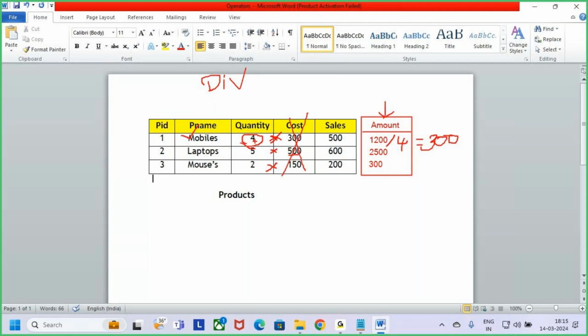Total, what is the quantity? 4. What's the amount? 1200. Now I want to find out the cost of each mobile. To find it, I'm going to divide the total amount by the quantity. When I divide this, I get the unit price. One mobile phone, what is the price? 300. In the same way, you can do it for the laptops and also for the mouses. So this is how to use the multiplication operator and the division operator, guys.